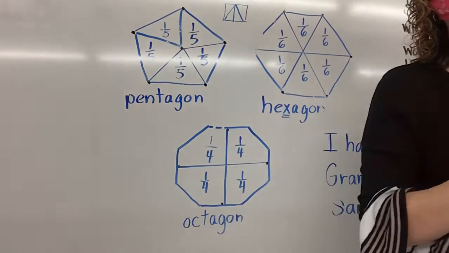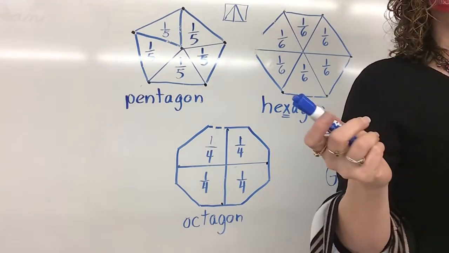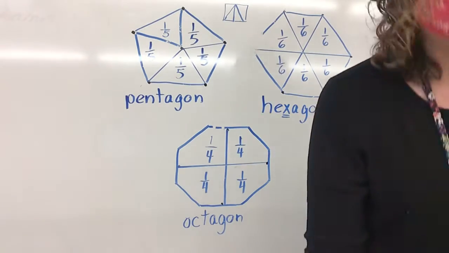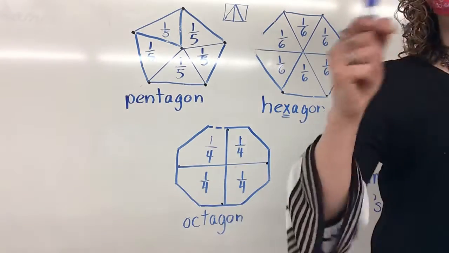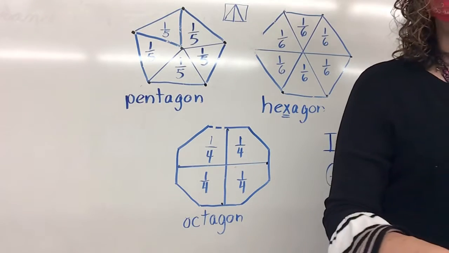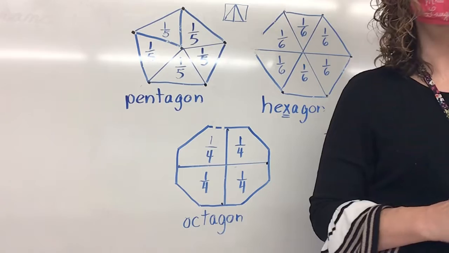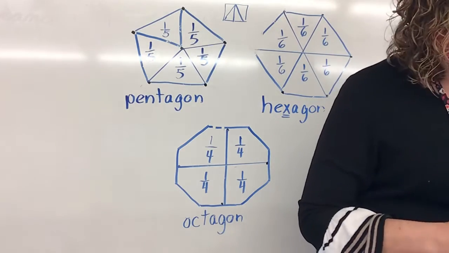Alright, so this time when we divided it, what are we making? Every one of them? Yep, every single one of them are right angle triangles. We already did one that had triangles, but it wasn't right angle triangles. This time they are right angle triangles.